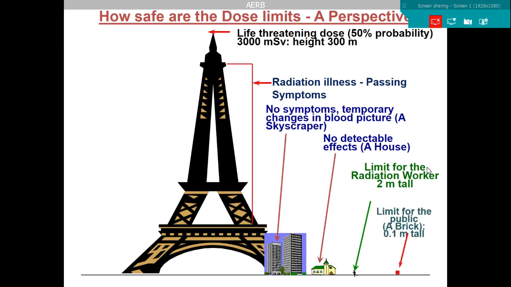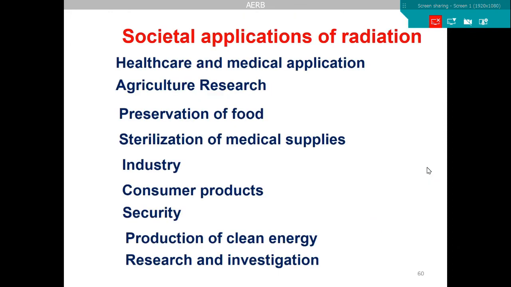And a member of the public, again his height may be 2 meters, but that compares to the height of a brick, 10 centimeters. So this gives a perspective of the risk we are accepting when we work with radiation. Now this picture I have taken from an IAEA publication, so this can be accessed on the web. It is an authentic picture which gives you an idea of the risk, a perspective of the risk when you work with radiation.